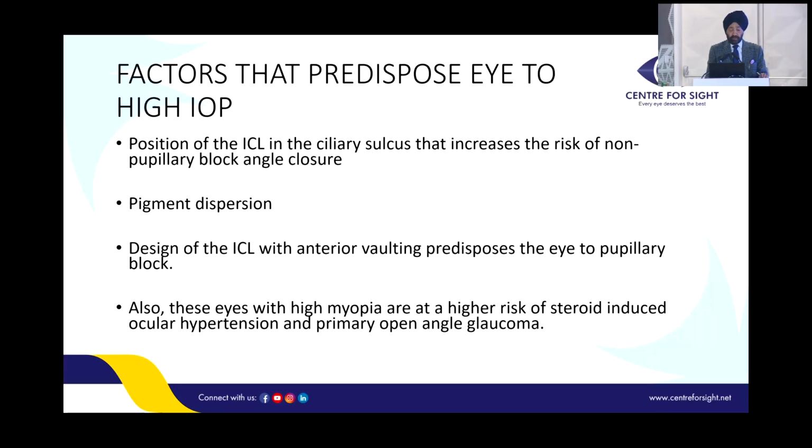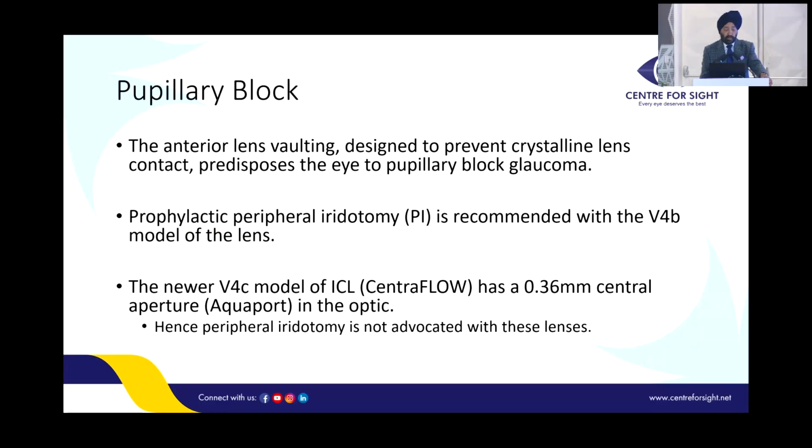Factors that predispose the eye to high IOP is the position of the ICL in the ciliary sulcus. If there is a lot of manipulation, you can have a lot of pigment dispersal, and this pigment dispersal can actually cause increase in the intraocular pressure. Vaulting has to be proper, and all these eyes with high myopia, as it is, you can know that they are at a risk of steroid-induced glaucoma.